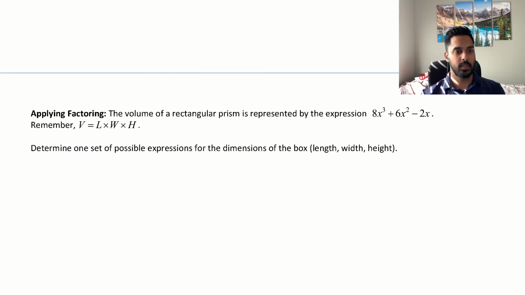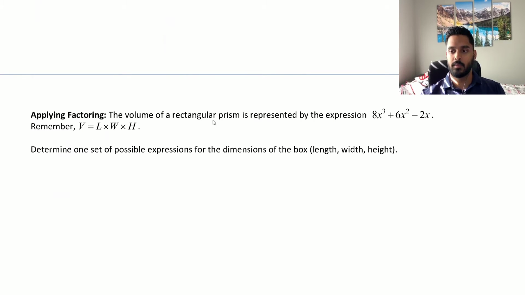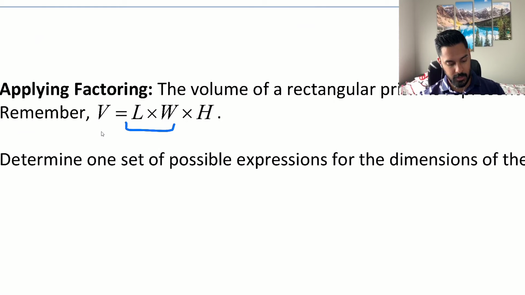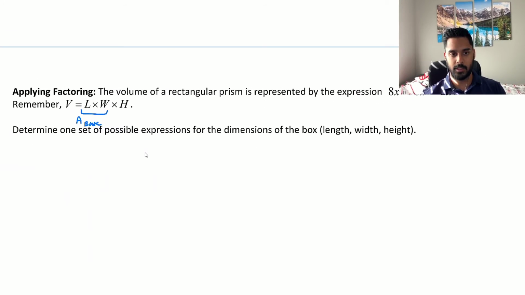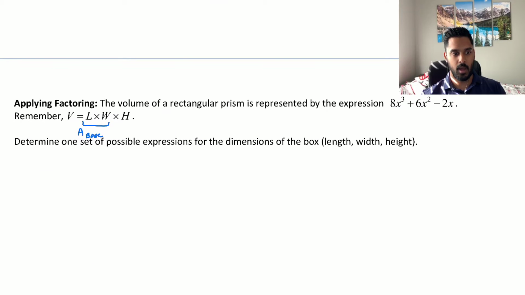So let's talk about this one here, just the last one. So the volume of this rectangular prism represented by this expression. And remember that volume is equal to the length multiplied with the width multiplied with the height. So if it's a rectangular prism, technically it's the area of the base. So length times width is the area of a rectangle. So that's the area of the base multiplied with the height. Okay. So we are asked to determine one possible set of dimensions for this box. I need to find some possibilities for length, width, height.